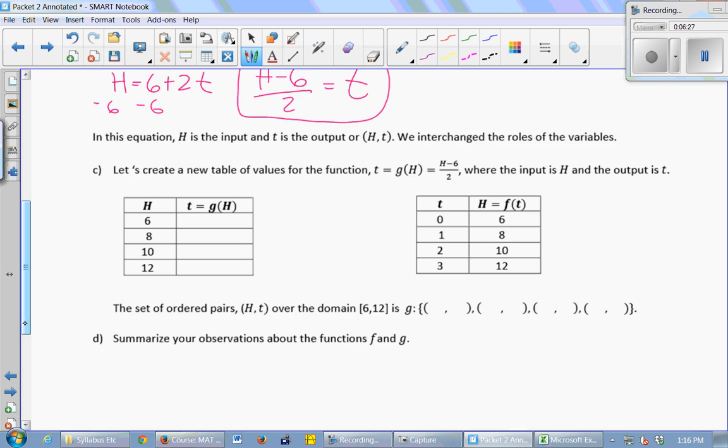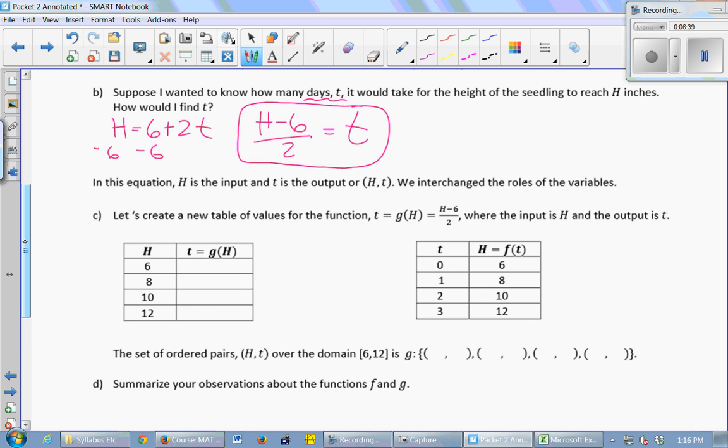So let's make a new table of values, right? So this was my old table of values, time and height. We already did that. So my new table of values, if I give you the h and you tell me the t, I could use this formula, right? If h is 6, what time does that happen? 0. If h is 8, what time does that happen? 1, 2, 3. Right? So my set of ordered pairs is going to be 6, 0, 8, 1, 10, 2, and 12, 3.